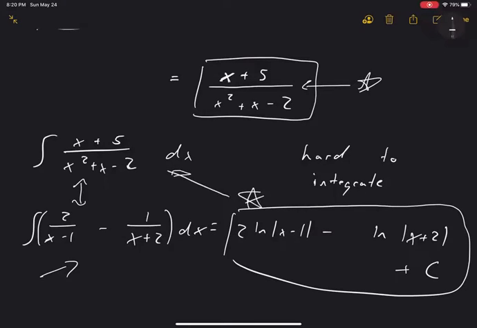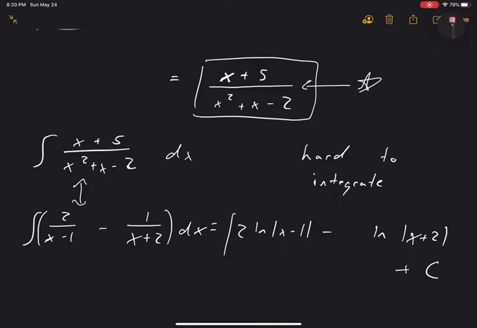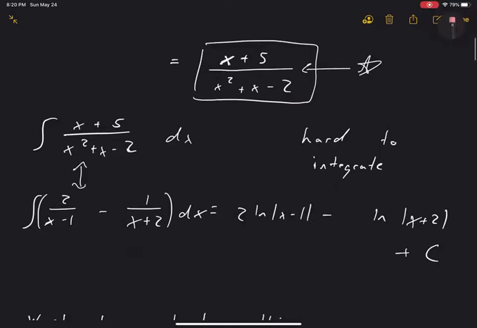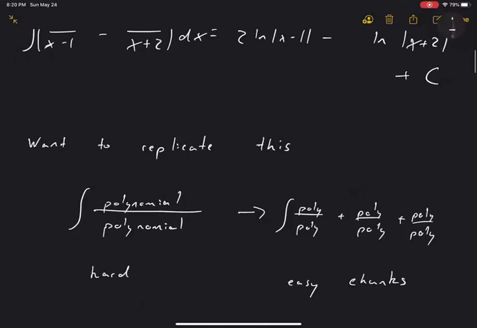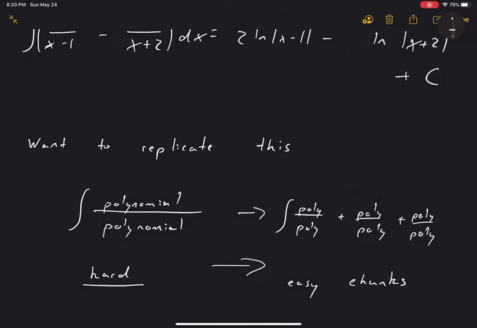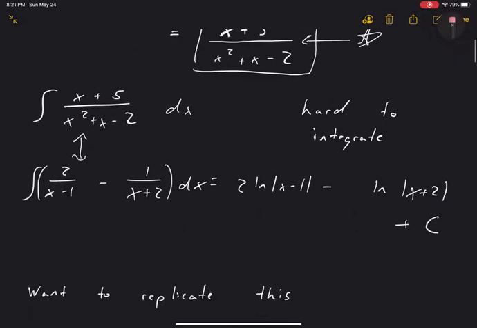So that's the idea. Maybe the motivation is clear now of why we want to be able to do this. We want to be able to take a hard integral, a polynomial divided by a polynomial, and split it up into easier chunks. Maybe it's still a polynomial over polynomial, but it's been split up into a couple chunks that are easy to integrate. And if we think about it, that's what's really going on here.